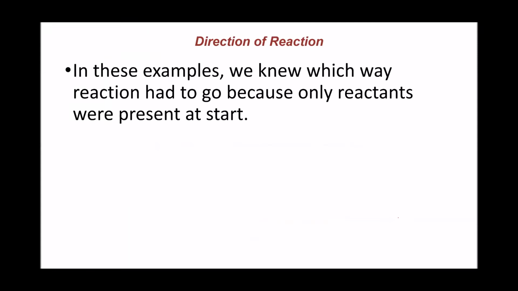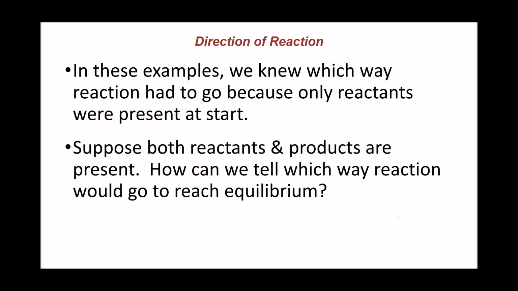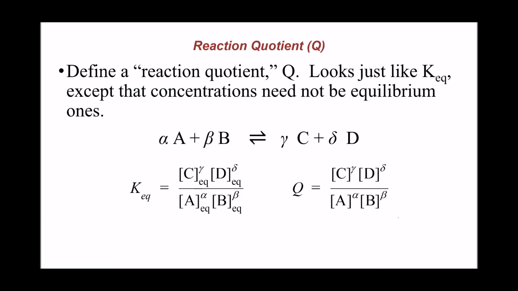In these two examples, we knew which way to expect the reaction to go because we only started with reactants. But in some cases, you might actually have a combination where both the reactants and the products are present in the reaction medium. So how do we make a prediction about the direction of the reaction in this case? Calculate the reaction quotient, which is the actual ratio between the reactant concentration and the product concentration in the given combination before the system reaches equilibrium.